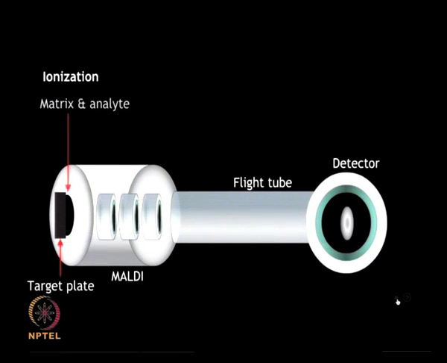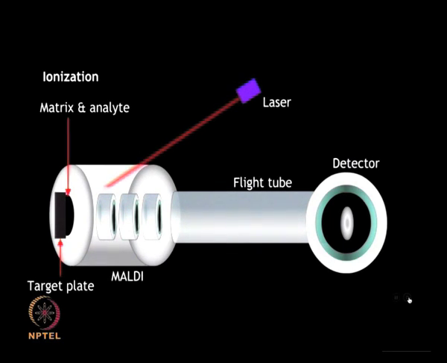The target plate containing the spotted matrix and analyte can be placed in a vacuum chamber, where high voltage and short laser pulses are applied. The laser energy gets absorbed by the matrix and is transferred to the analyte molecules, which undergo rapid sublimation resulting in gas phase ions.